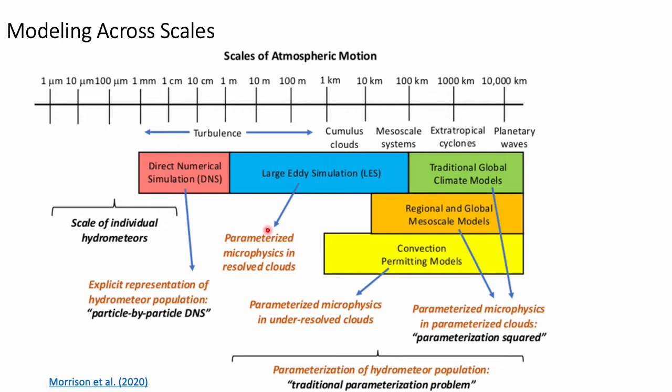You can take even another step further and simulate processes on the order of millimeters to meters with what we call DNS simulations, direct numerical simulations. Those simulations can really simulate single hydrometeors, like cloud droplets. So these are extremely high resolution, very expensive. The further you go to the left, the more expensive your simulation will get. I come back to this in a second.